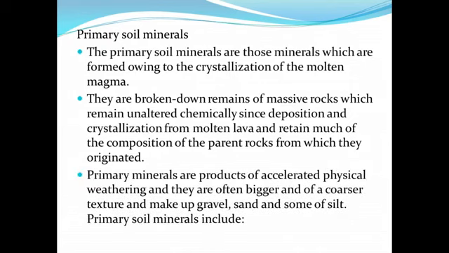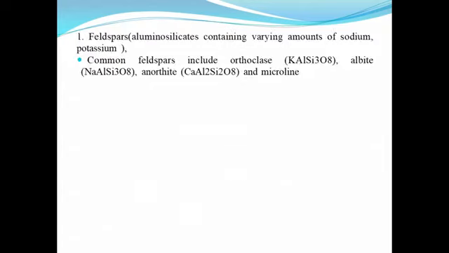Primary minerals are products of accelerated physical weathering, and they are often bigger and of a coarser texture and make up gravel, sand, and some silt. Let's take a look at these examples of primary soil minerals. We have the feldspars, and the feldspars are aluminosilicates containing various amounts of sodium and potassium. And common feldspars include orthoclase, albite, anorthite, and microline.